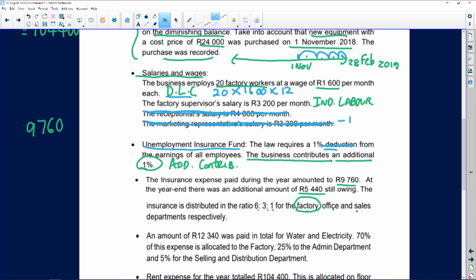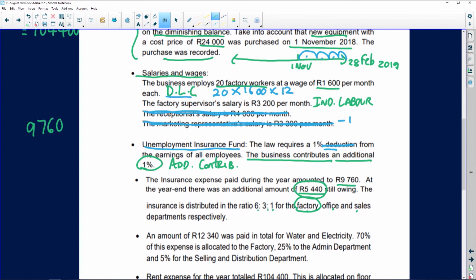9,760, and I first need to take into account the year-end adjustment. I'm going to say that again. I'm going to first take into account the year-end adjustment. In other words, the additional amount that was still owing, not yet paid. So obviously, as accounting students, you know that this is accrued expense. So at the end of the financial year, any accrued expense needs to be added to your actual expense. So that amount of 5,440 now needs to be included.